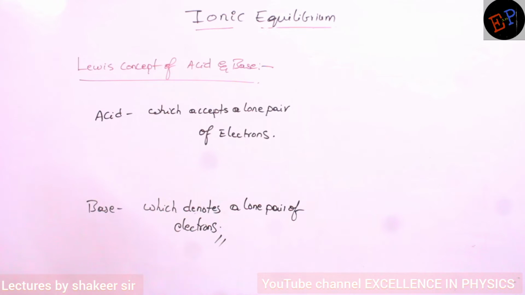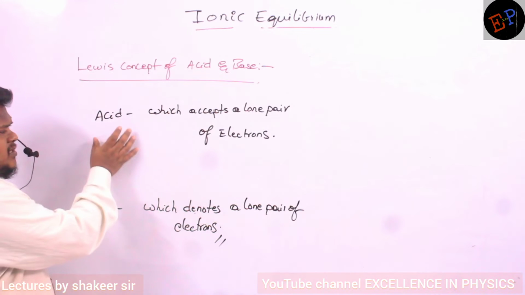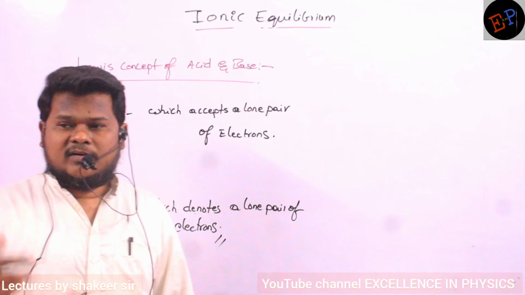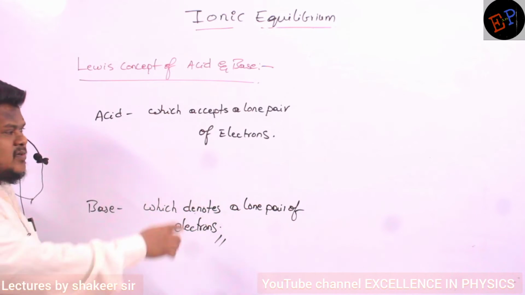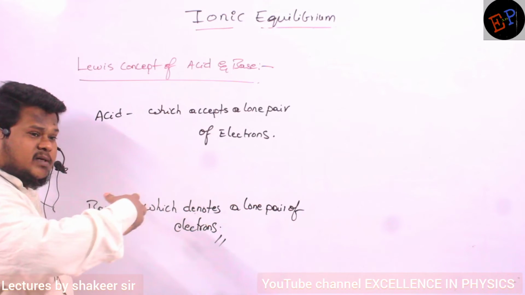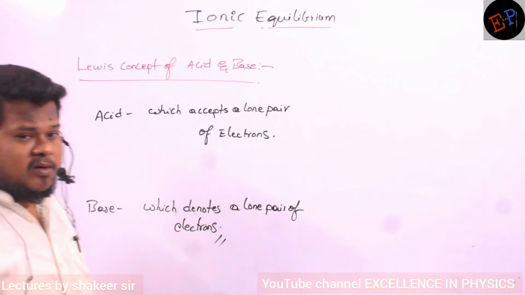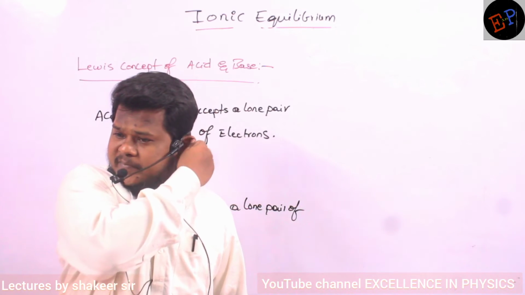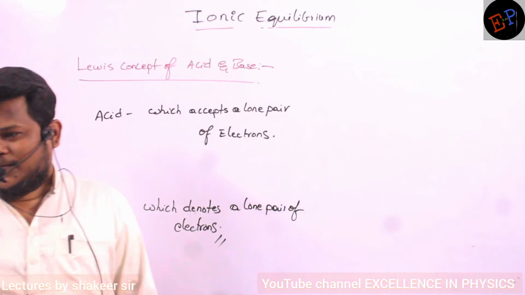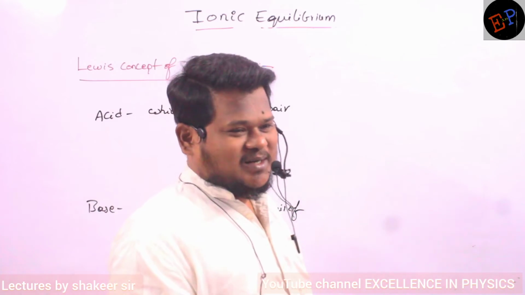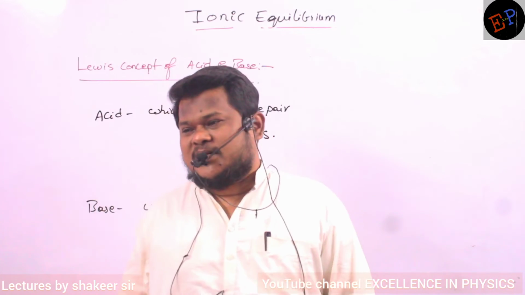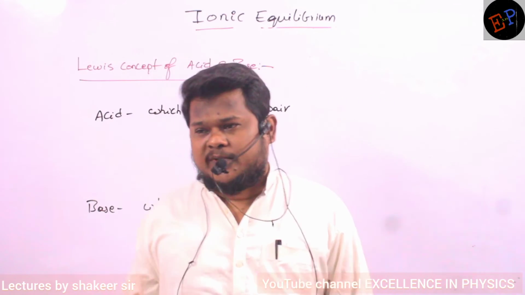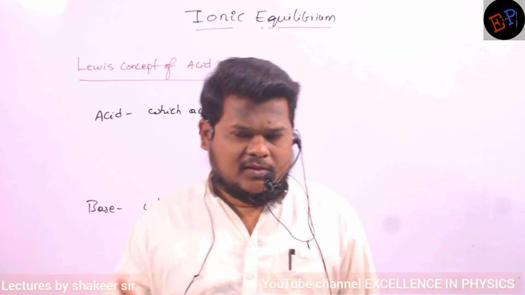bases. So according to this concept, what is called an acid? Which accepts a lone pair of electrons, then you can call it an acid. It is not accepting a single electron, it is accepting a lone pair of electrons. What is meant by lone pair? You should have studied in chemical bonding, no? Lone pair means those electrons which don't participate in bonding, but they are present in the outermost orbital. So such electrons you can call lone pair of electrons.